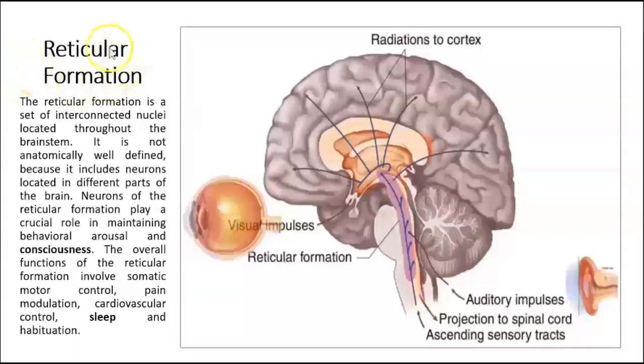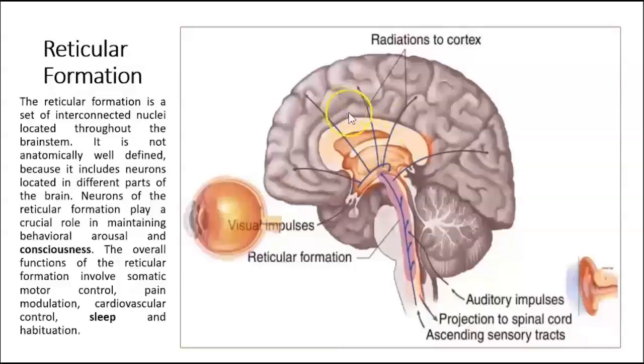The reticular formation. The reticular formation is a network of neurons that are scattered all over the brainstem. You can see all these arrows, they are indicating the reticular formation. The reticular formation relays the information to the thalamus. The thalamus then relays the information to the rest of the brain.